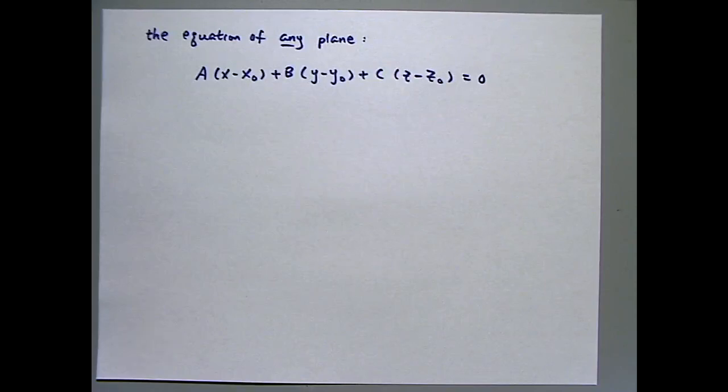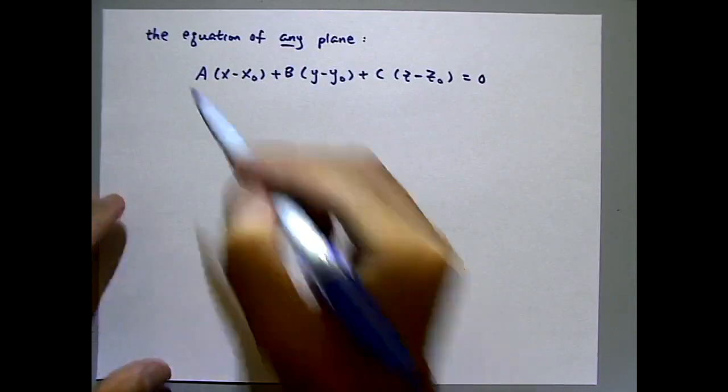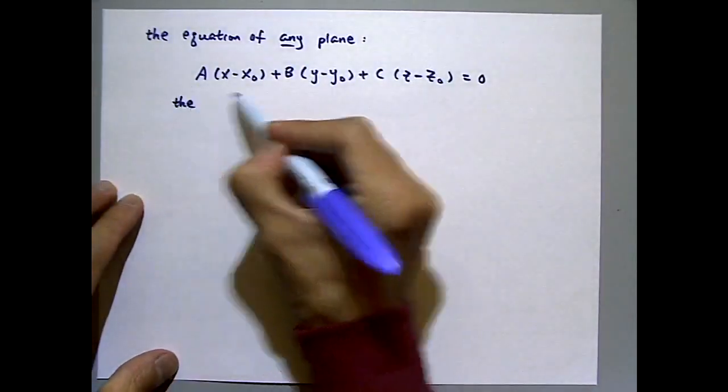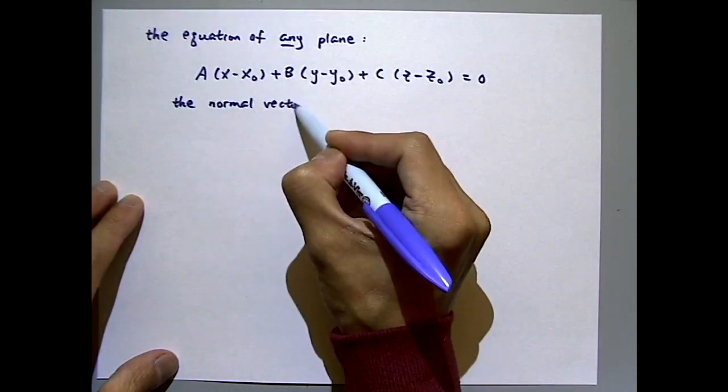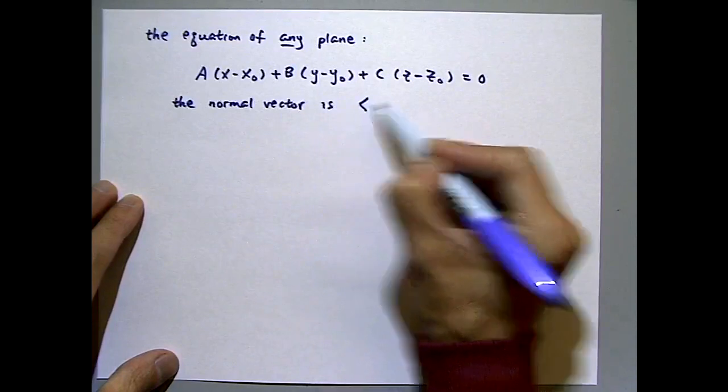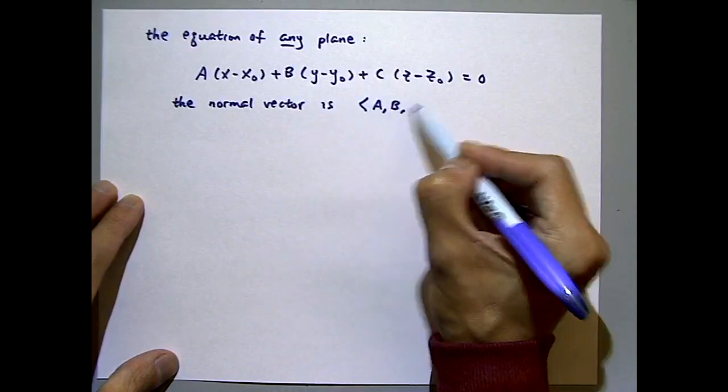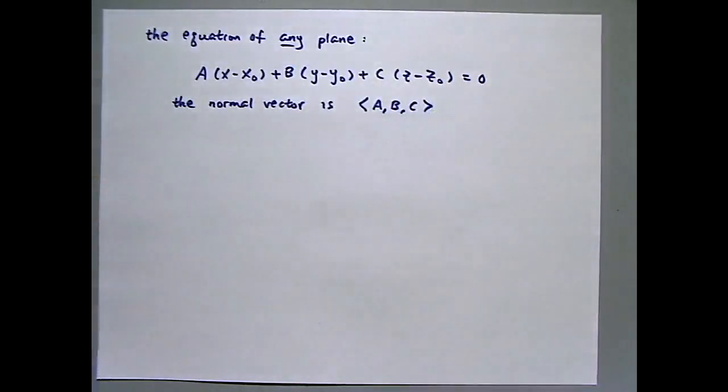Now, do you remember what A, B, C are? What do they form? The normal vector, very good. So that's the vector that's perpendicular to that plane, and we'll call that A, B, and C.